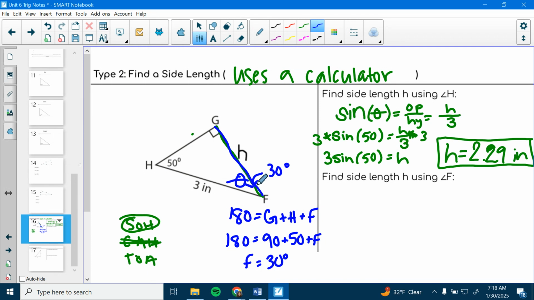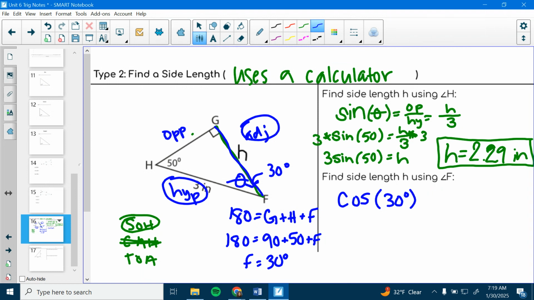This is an arrow here, okay? Okay, well now I got my theta, I got my angle, I got to label what I have. My opposite is across the triangle, my adjacent is next to the theta, and my hypotenuse is across from the 90 degrees. Well, what are the things I have to work with? Adjacent and hypotenuse. That is going to be cosine. So I'm going to take the cosine of theta, which in this case is 30 degrees, and that is equal to h over 3.